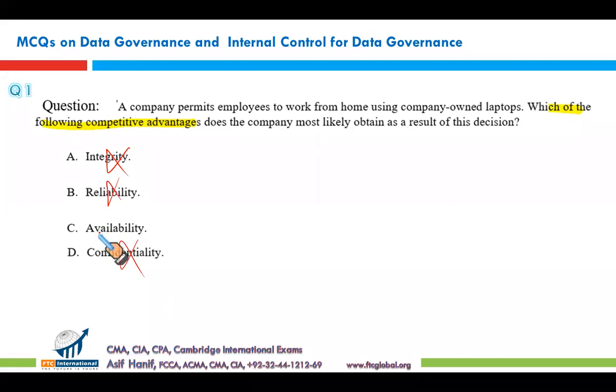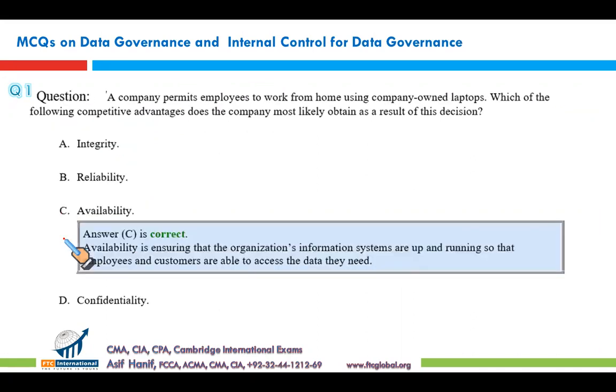Availability, yes, that's the point. Your data is available, you can access it from your home and be able to work anytime for the organization. That makes C the answer. Availability is ensuring that the organization's information systems are up and running so that employees and customers are able to access them when needed.